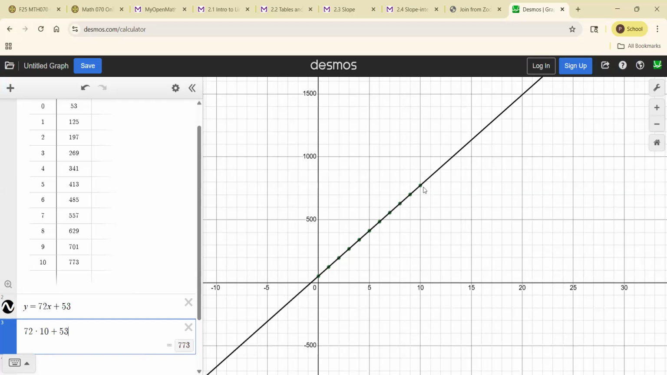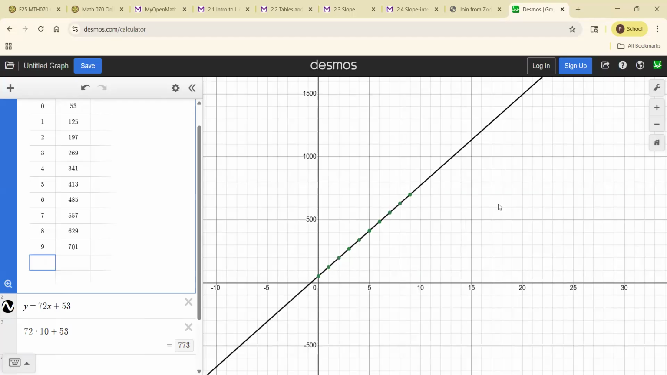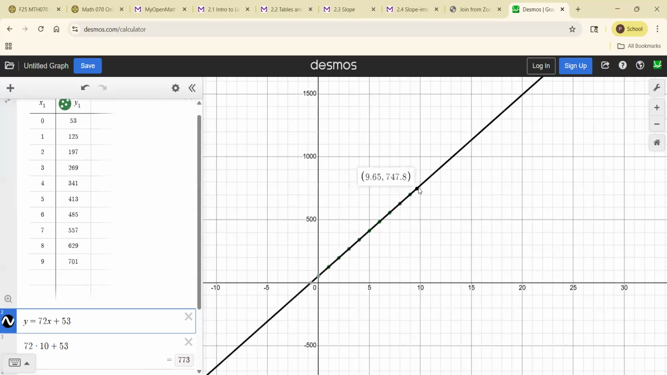And I could also, let's say if I didn't have this one here, use a graph and just get as close as I can to 10. There it is, 10, 773. So when the x is 10, the y is 773.